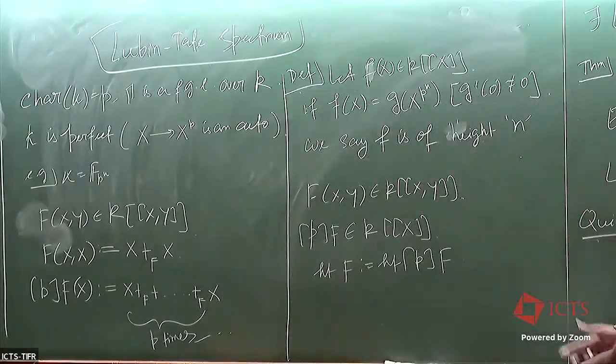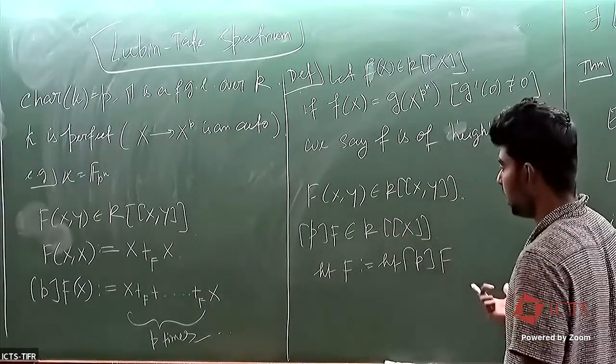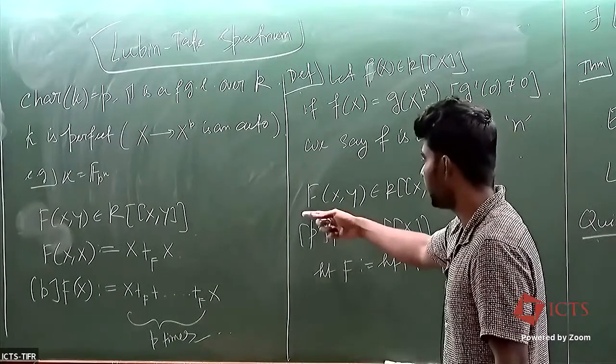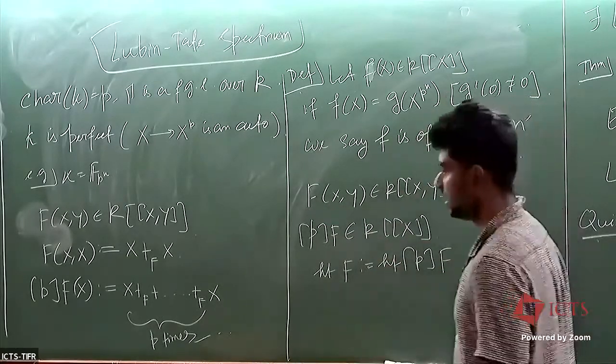I mean, it might not always exist. The p-series might be 0 itself, but if I say f has height n, that means [p](f) is like this, g(x^{p^n}).